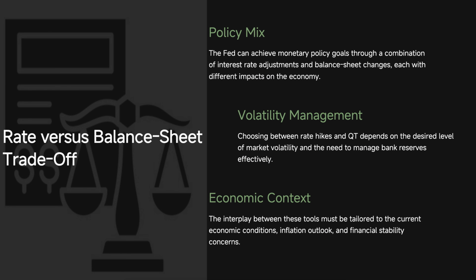Interest rates and balance sheet tools aren't used in isolation. The Fed often picks between the two depending on what the economy needs. Rate hikes work quickly and directly. QT works slowly but influences long term yields more powerfully. The mix the Fed chooses depends on inflation pressures, financial market volatility, and how many reserves the banks still hold.